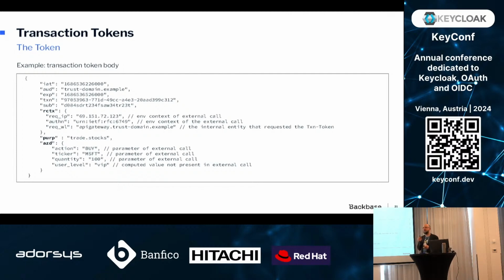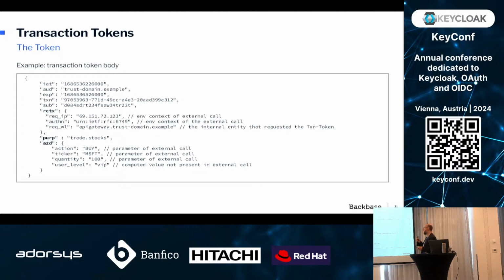Transaction token, also an important moment, it cannot be opaque. The specification requires that it be a signed JWT, a self-contained one. In bold here are the new claims that are added by the specification. So there is a request context describing the request, which can contain an IP address or identifier of the workload.